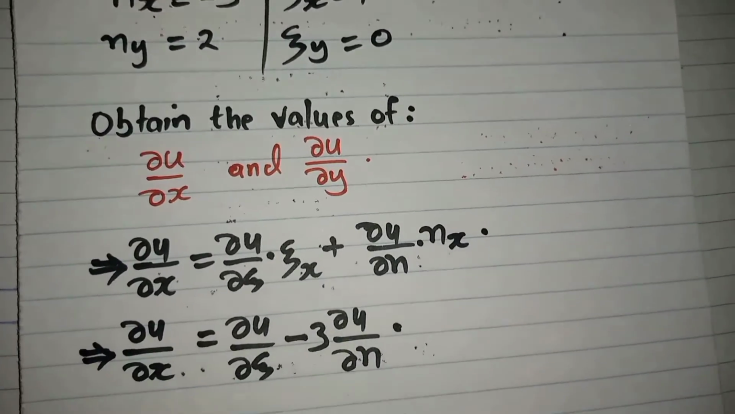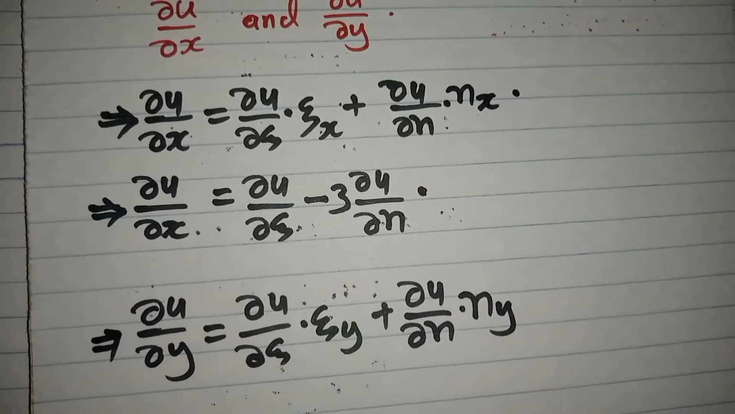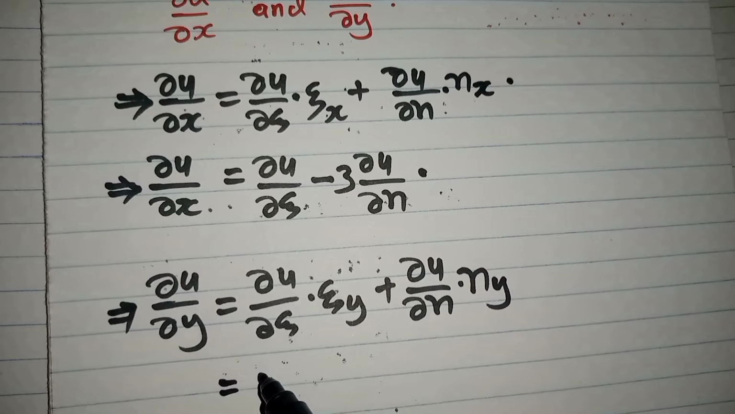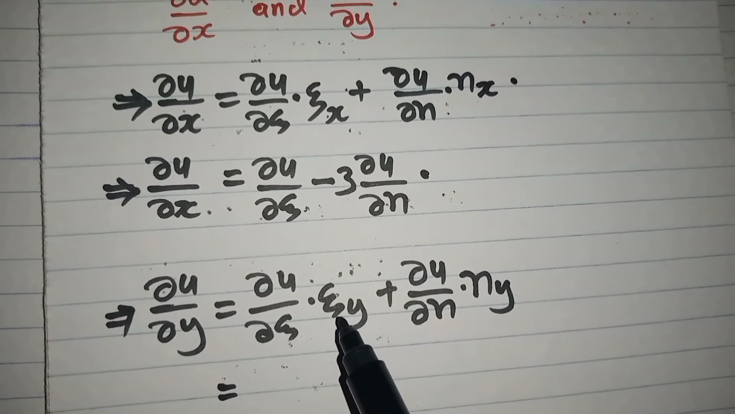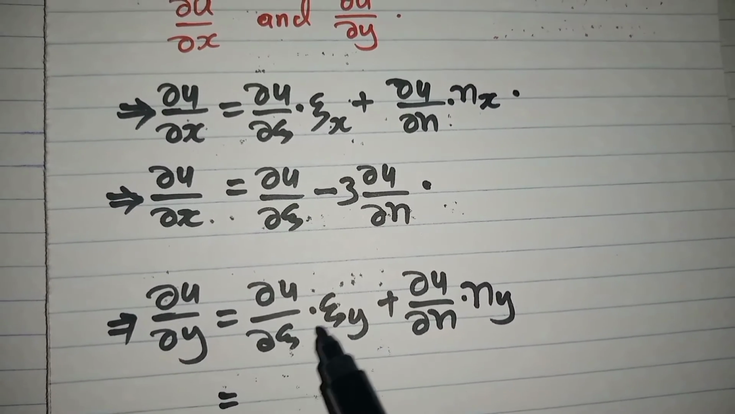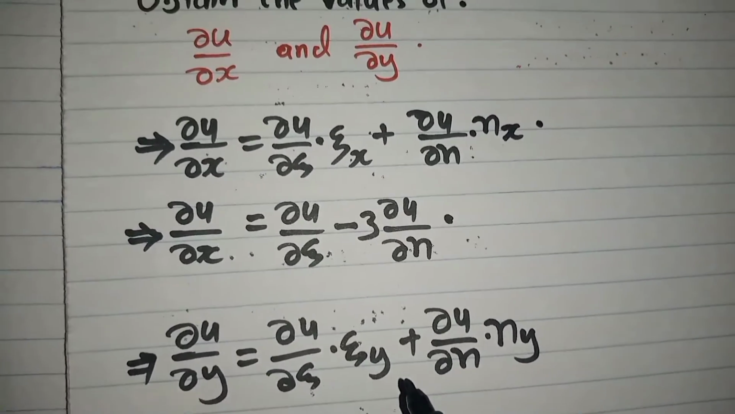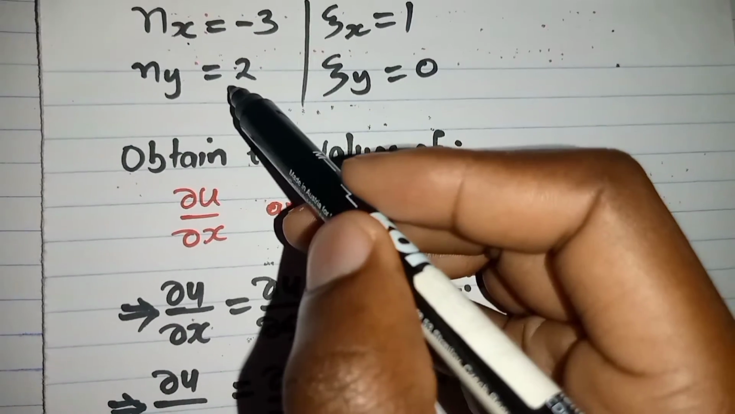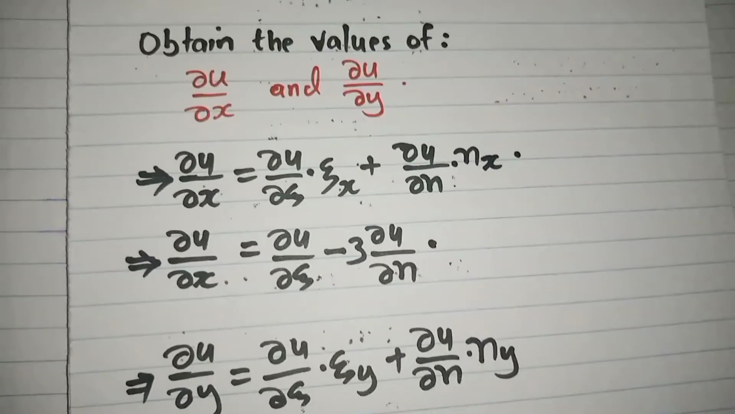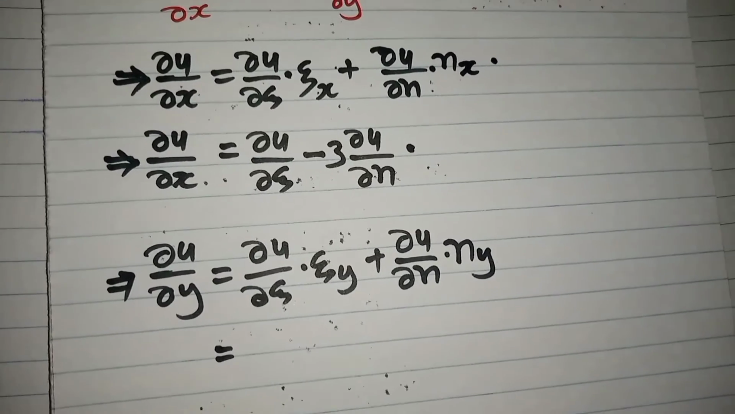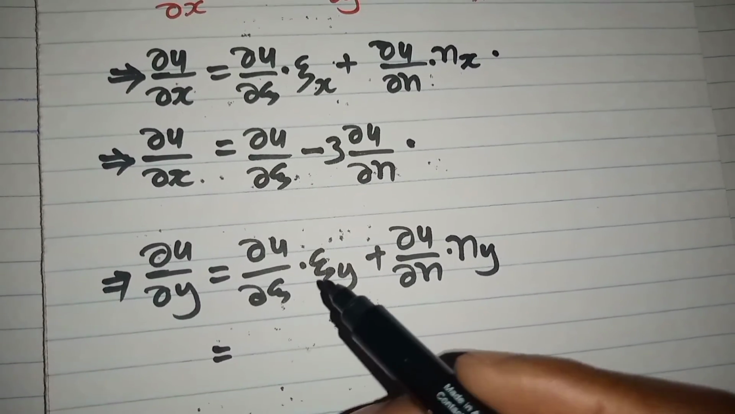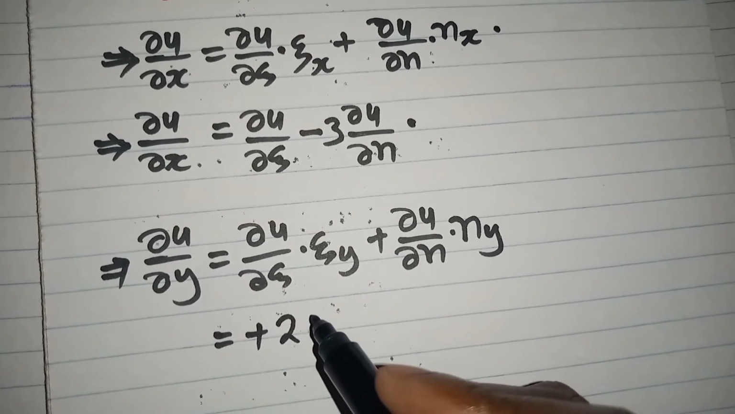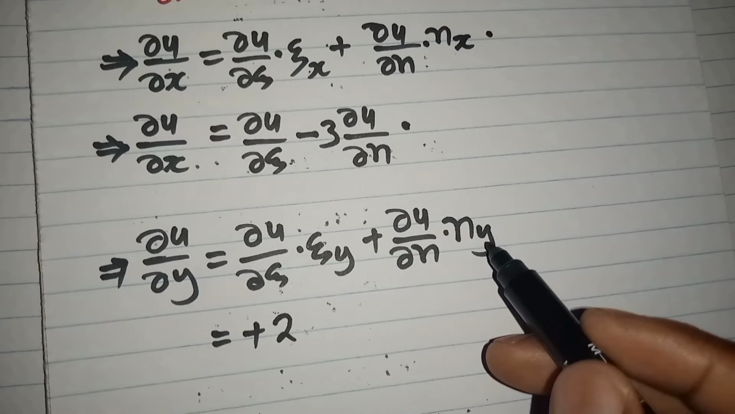So we are going to substitute them in our case here. We have already seen that the value of xi_y is 0, so this will be 0. And the value of nu_y, we have seen it is 2. So we are going to substitute 2 there. So this will be 0, and 0 times any number is 0. So this will be positive 2. Well, that is for nu_y is 2.